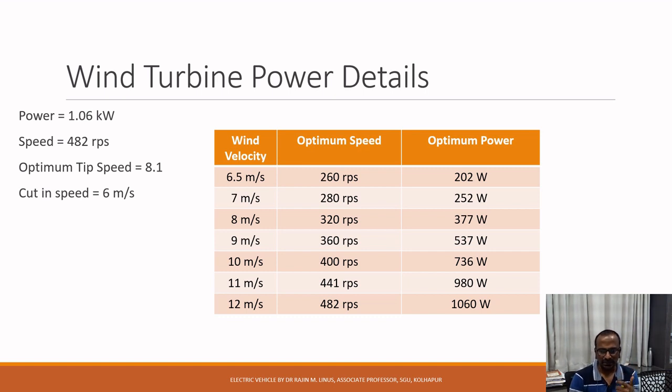So whenever the wind velocity is increasing, the optimum speed will also increase and the optimum power will also increase. With the tip speed ratio control, more or less the same output, optimum speed and optimum power, we will get in the simulation result. Let me open this simulation result now.